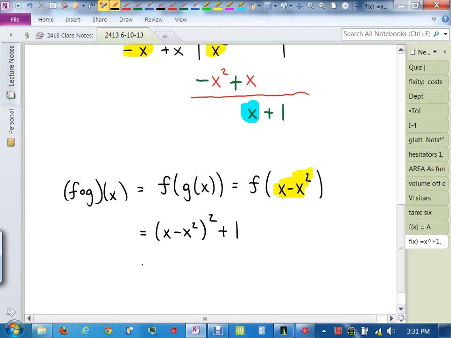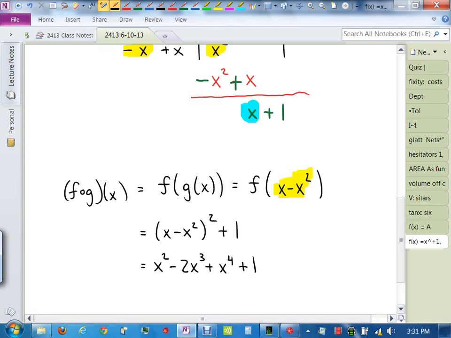Good. Should become x squared minus 2x cubed, I think, plus x to the 4th, plus 1. Pretty sure that's what it is.